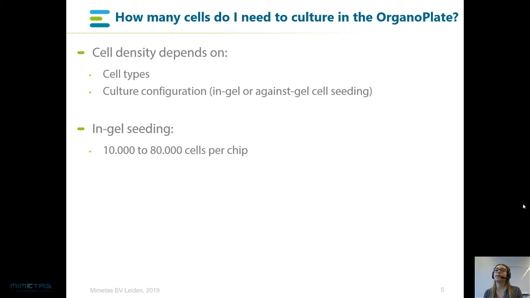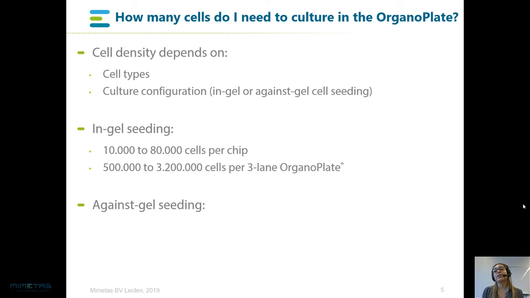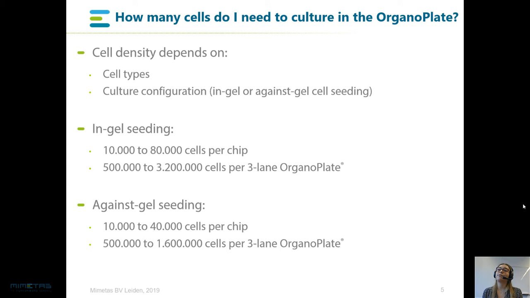So for in-gel seeding, you can usually go for a range between 10,000 cells to 80,000 cells per chip, which means that you will need approximately 500,000 to 3.2 million cells to seed the whole organoplate, which, if you think about it, doesn't constitute a lot of biological material for the modeling of 40 identical and independent tissues. For against-gel seeding, we usually go for a range between 10,000 to 40,000 cells per chip, which constitutes a total of around 500,000 to 1.6 million cells per organoplate.